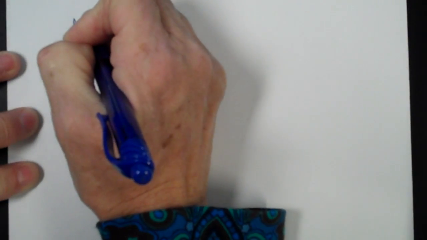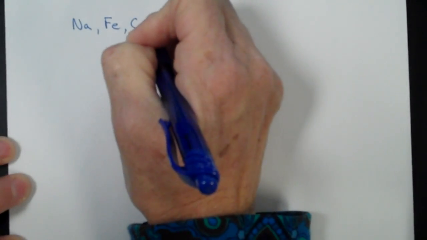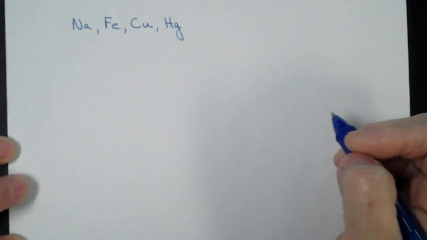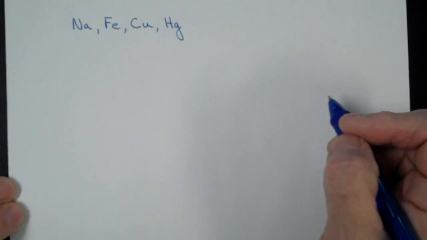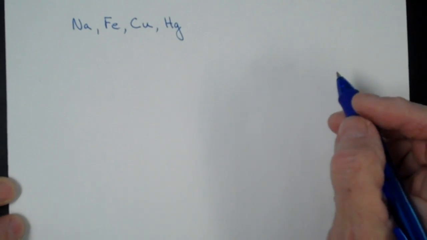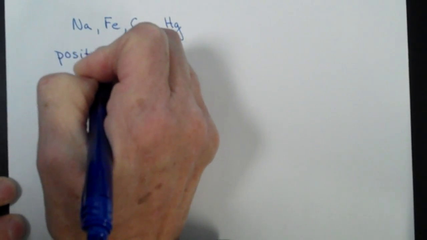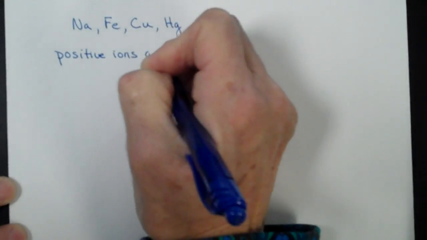If I were going to think of metallic crystals, I would think of things like sodium or iron, copper wires, and even mercury. It's a liquid. Now, if we were to look at the crystal lattice and we wanted to look at the unit cell and what is going to be found at the lattice points, what we have are positive ions. Positive ions at the lattice sites.